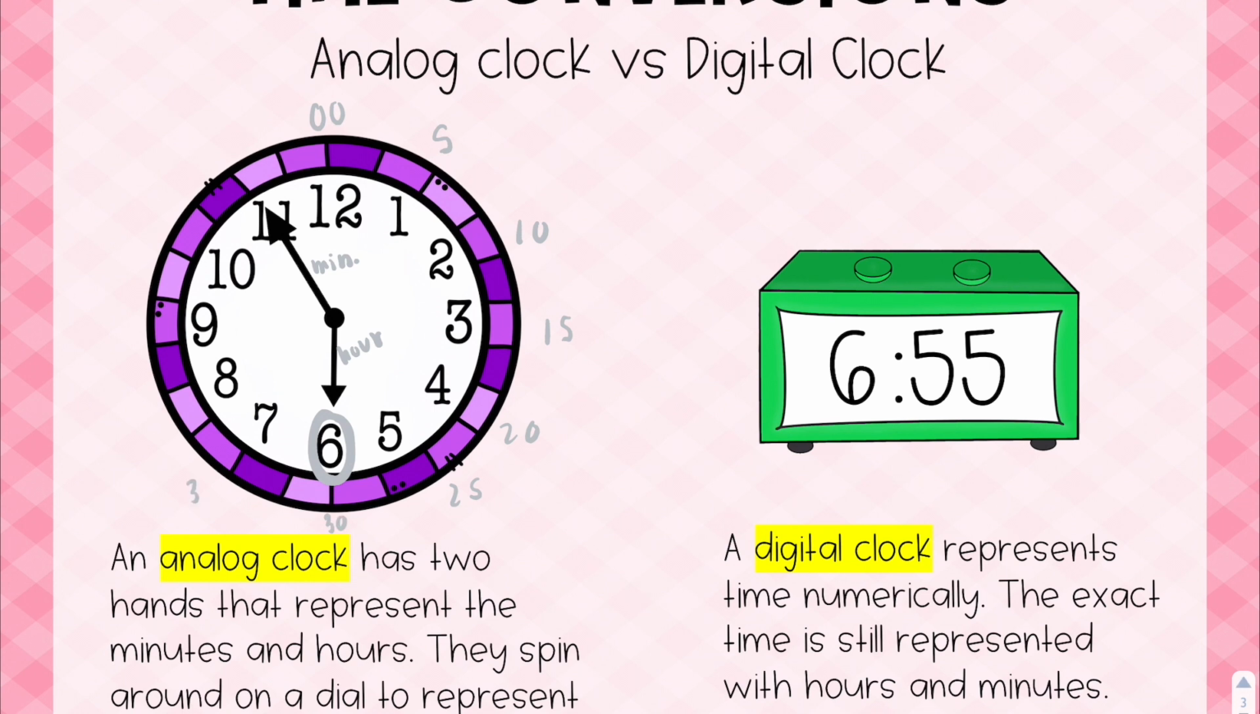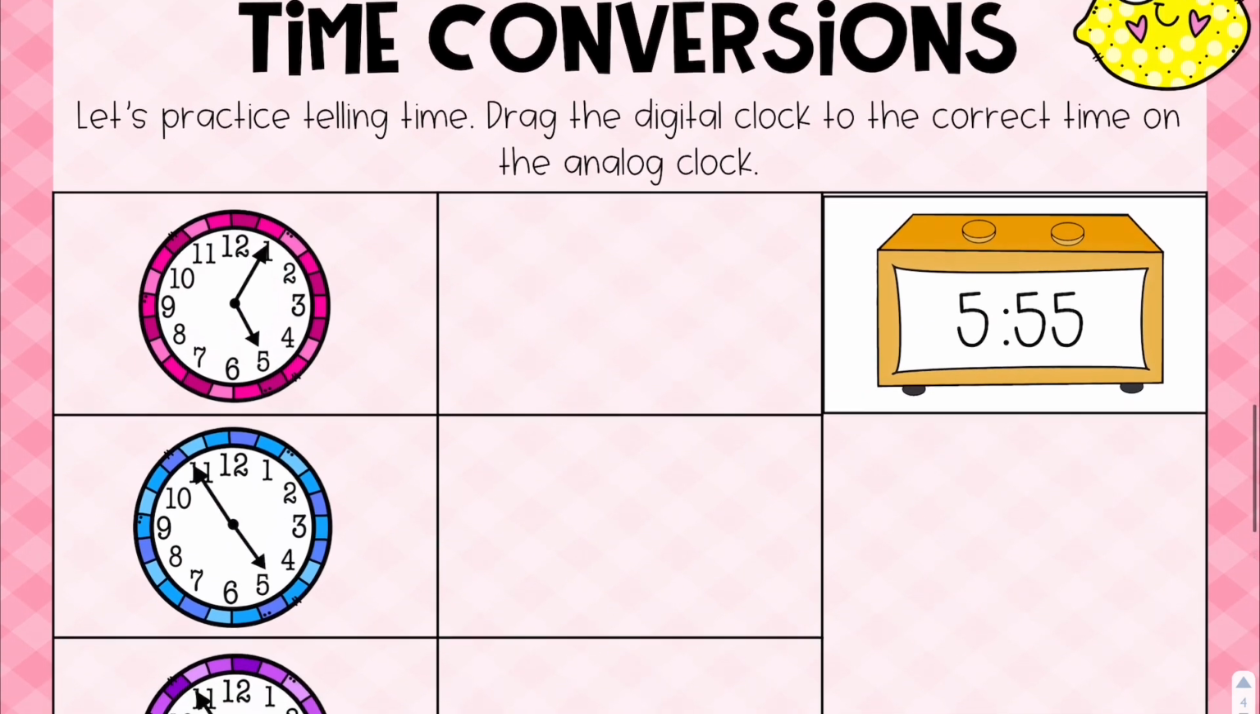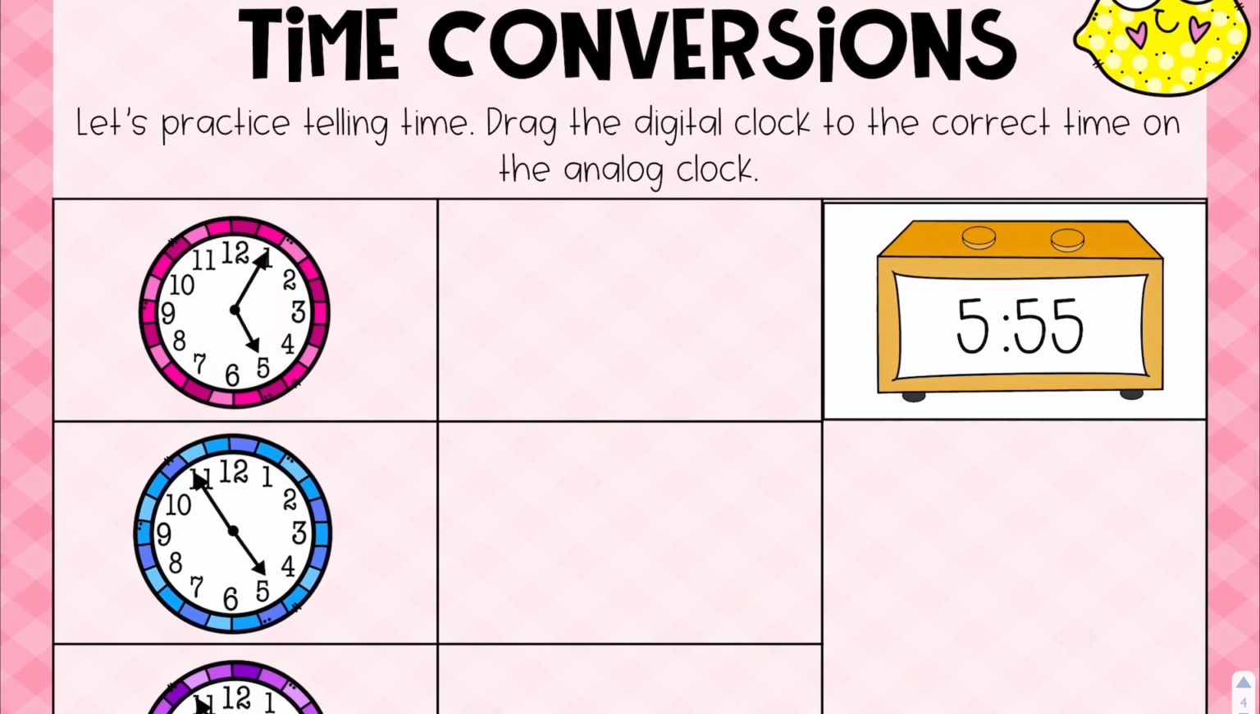It has the hour hand, which is the shortest hand, and the minute hand, which is the longer hand. Again, we count by 5s. We start at the 12, and we count that as double 0, and then we have 5, 10, 15, and so on. My hour hand was pointing to the 6, and my minute hand is pointing to the 11, so I represent that with 55. With a digital clock, it's a numerical value, so I'm still showing my hours and minutes, but I'm showing that digitally.